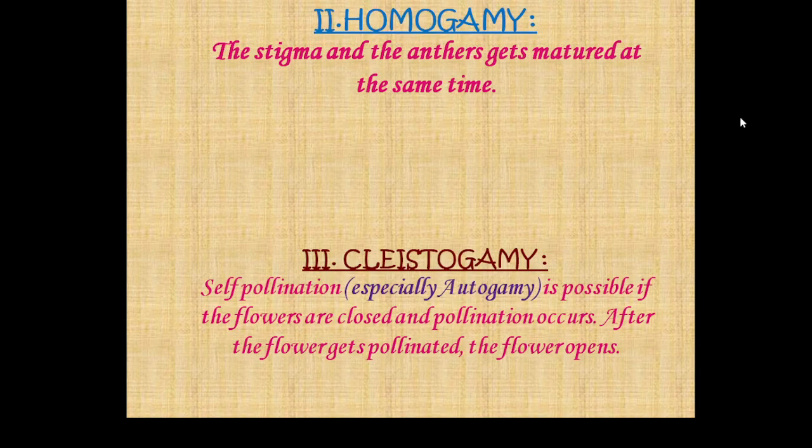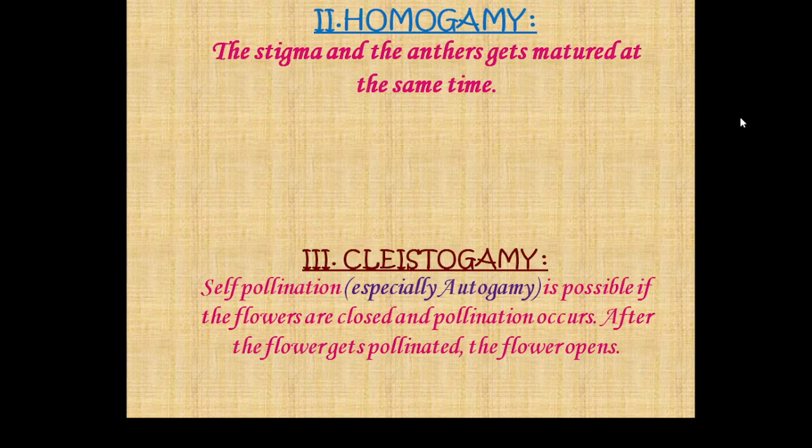Okay, so here we are having two more. First one is homogamy, that is the stigma and the anther get mature at the same time. And cleistogamy, self-pollination, especially autogamy, is possible if the flowers are closed and pollination occurs. After the flower gets pollinated, the flower opens.